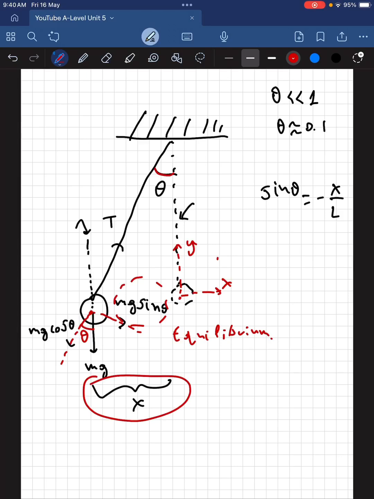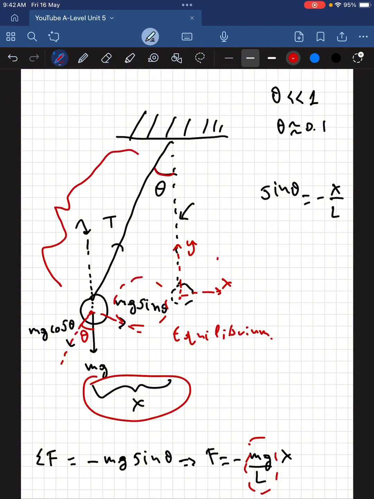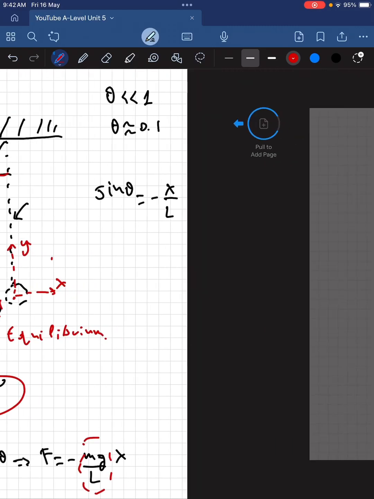So sine theta is minus x over L, and we can write that F, the restoring force, sigma F actually, is minus mg sine theta. Therefore, the restoring force is minus mg x over L, and notice that mg over L is constant. And I forgot to mention that L is the length of the string. So the restoring force tends to bring the object to its equilibrium position, just like with the spring.